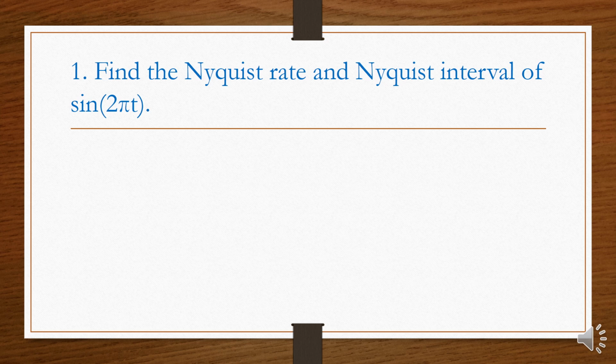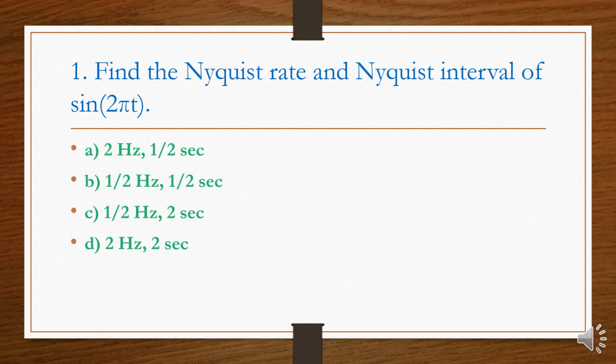So first question, find the Nyquist rate and Nyquist interval of sin 2 pi t. So here we have to calculate what is the Nyquist rate and Nyquist interval. That means the frequency and time. So here four options are given. First option A, 2 Hz, 1 by 2 second. Then option B, 1 by 2 Hz, 1 by 2 second. Then option C, 1 by 2 Hz, 2 second. And option D, 2 Hz and 2 second.